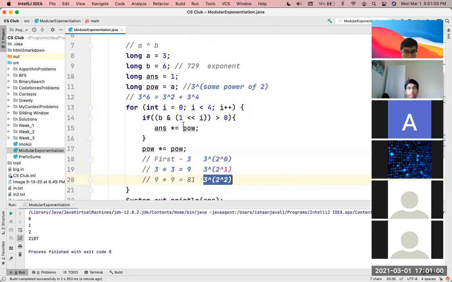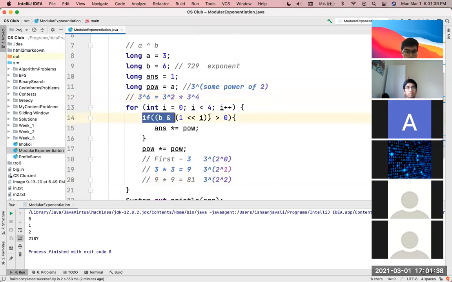And then if this 2 is used to make the sum of 6, we're going to multiply our answer by pow. So for example, 3 to the 6th is made up of 3 to the 2. That should be a multiplication sign. 3 to the 2 times 3 to the 4. So if we know what 3 to the 2 to the 1 is, which is basically 9, we're going to multiply by our answer. And the next time we go through our loop, pow is going to be 3 to the 2 squared. So it's going to be 3 to the 4. And we're going to multiply that again by our answer because 3 to the 6 is made up of 3 to the 2 times 3 to the 4.